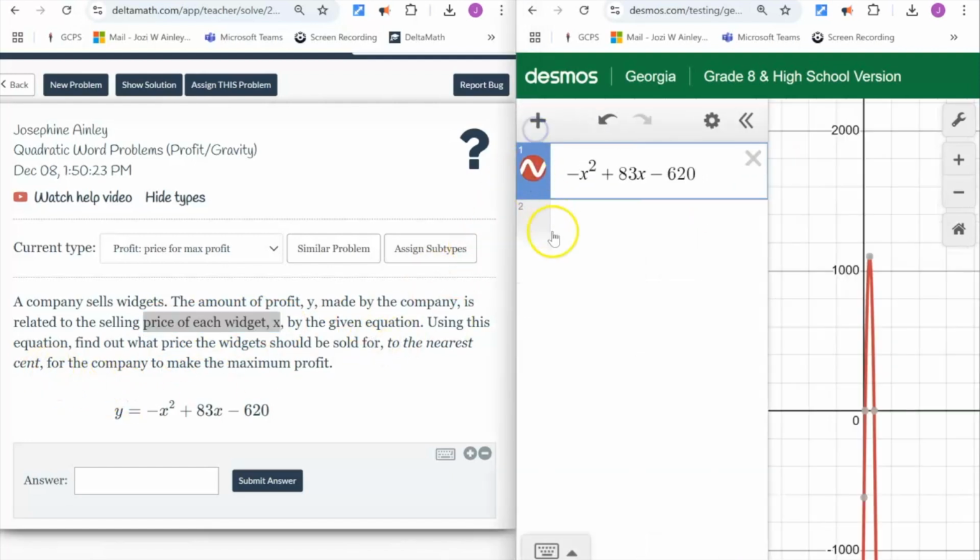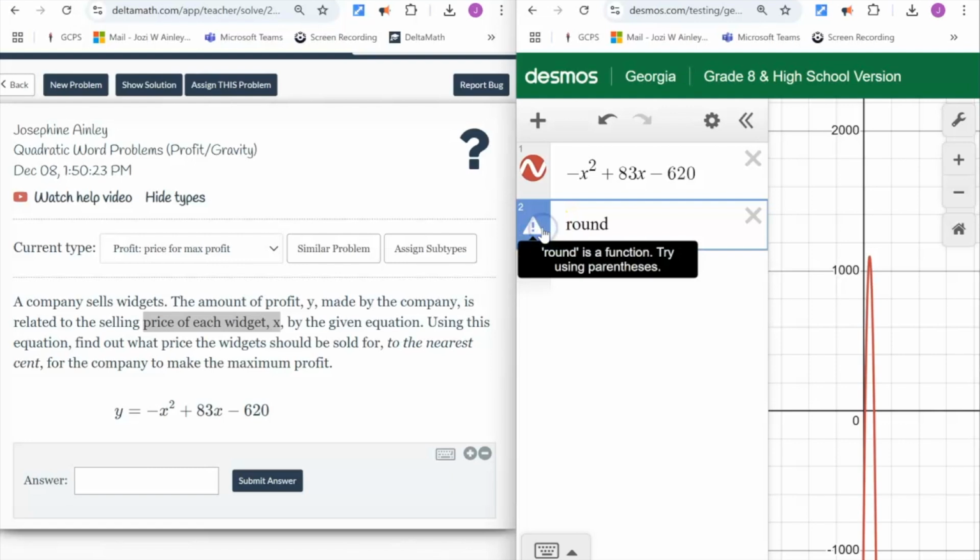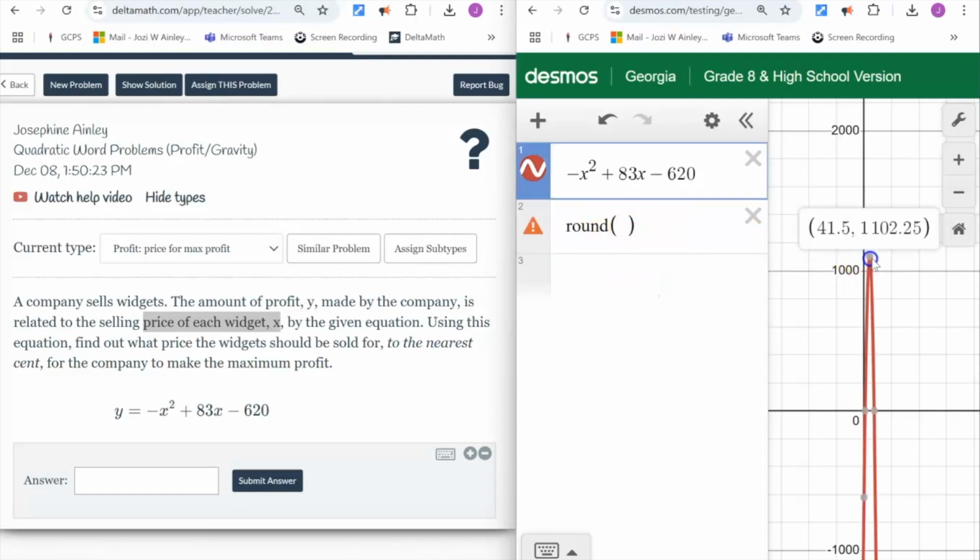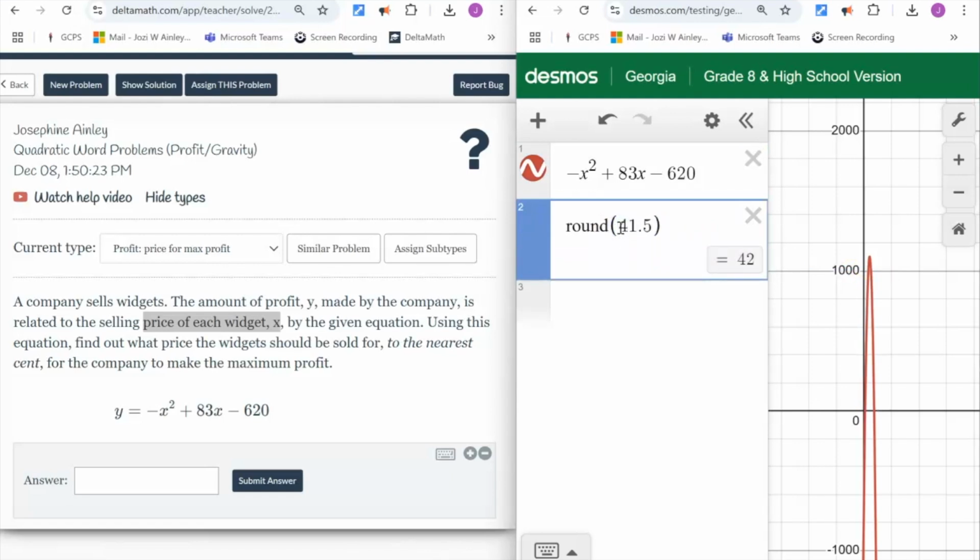Okay, so I'm just going to really quickly talk to you about rounding. Desmos can round for you. You just type in the word round. And if you forget what to type in next, if you click it, it will tell you. So it says parentheses. Thinking about it logically, you have to tell the calculator what you want it to round. So calculator, I want you to round 41.5. You have to tell it, this is what I want you to round.